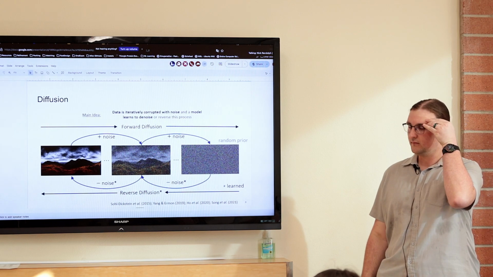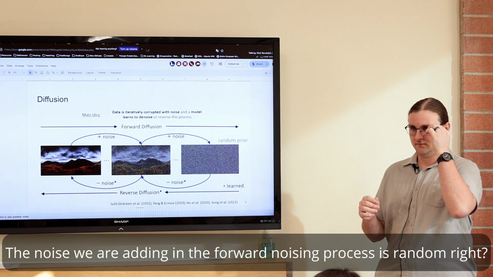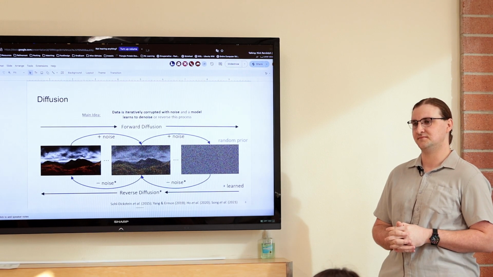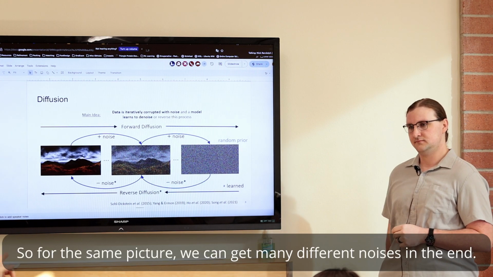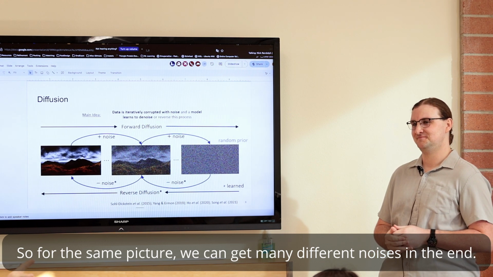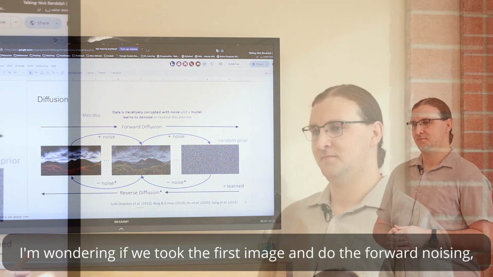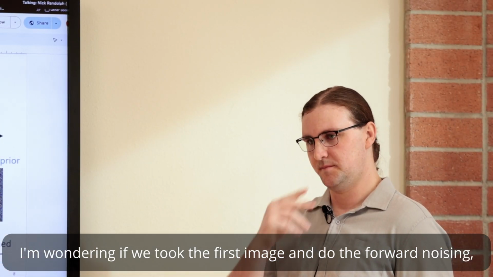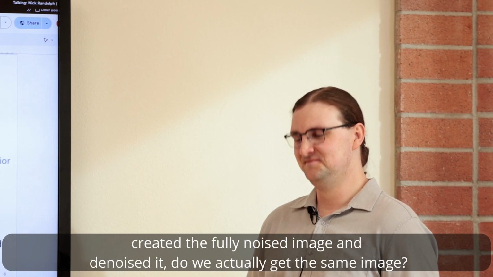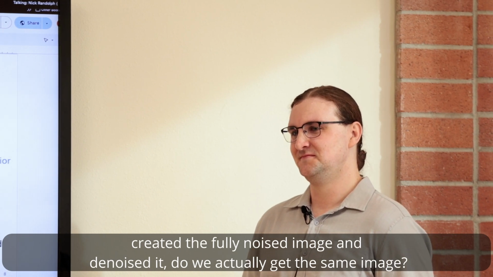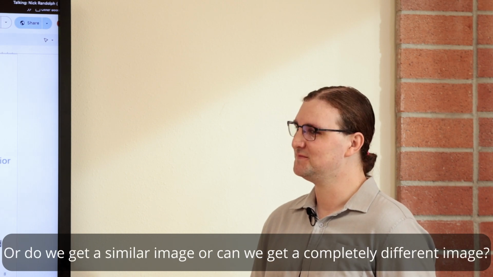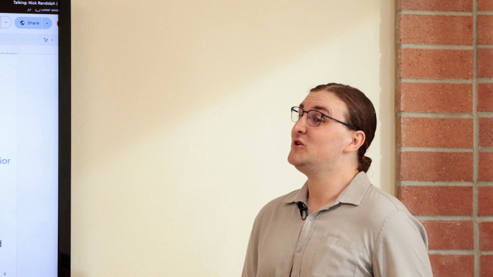Like the noise we're adding in the forward noising process is random, right? Mm-hmm. So what I'm wondering is, for the same picture, theoretically we can get many different noises in the end. Yep. But if for the same image we do the forward noising, create the fully noised image and denoise it, do we actually get the same image, or a similar image, or can we get a completely different image?